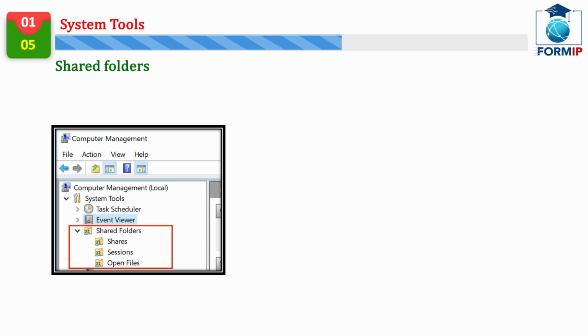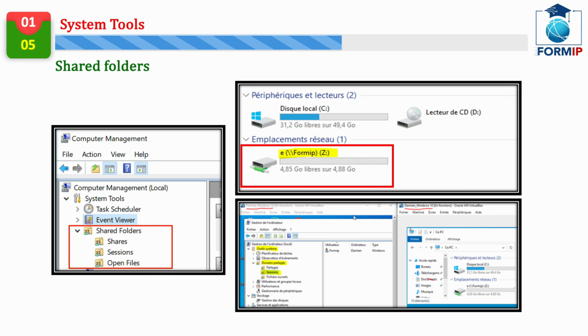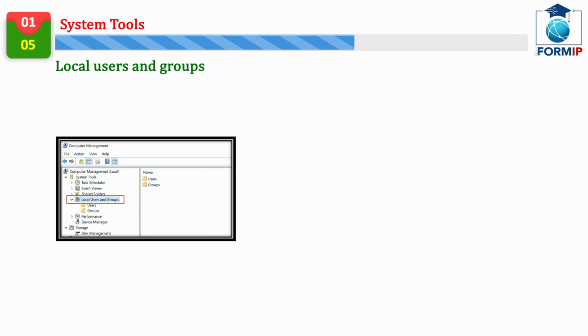Shared folders. Now let's move on to the shared folders, which is the place where you can manage all the folders or drives that would have been shared. If you remember, we had created a share of the hard disk that we had partitioned on the first VM so that we could access it from the second VM. Well, as you can see, you can find this sharing by going to the shares of the shared folders.